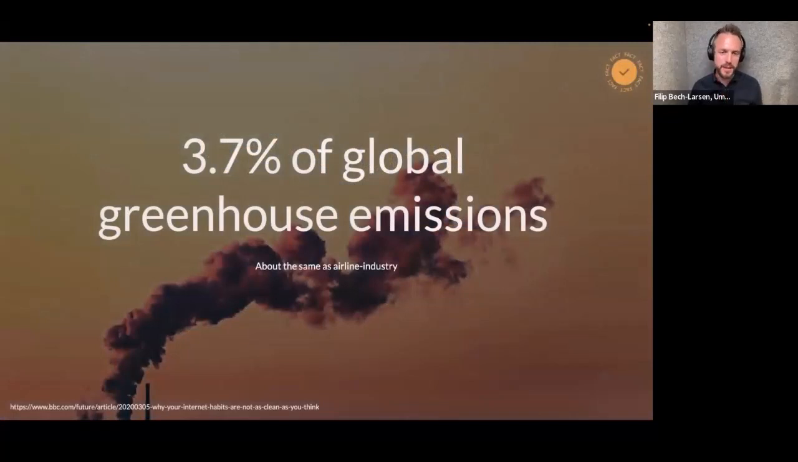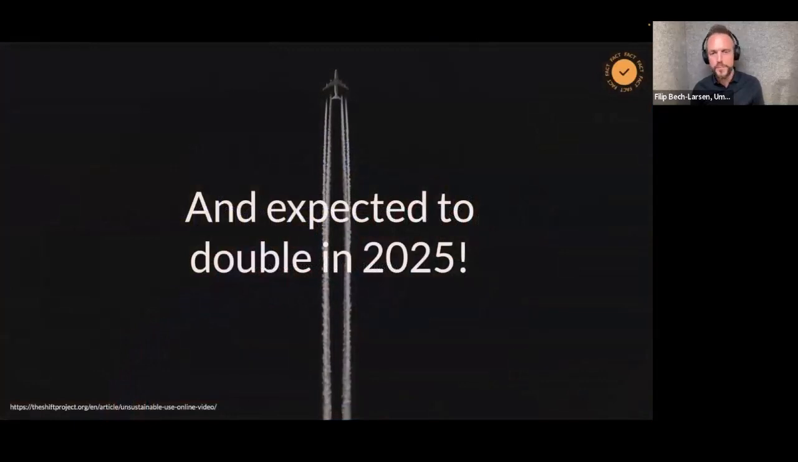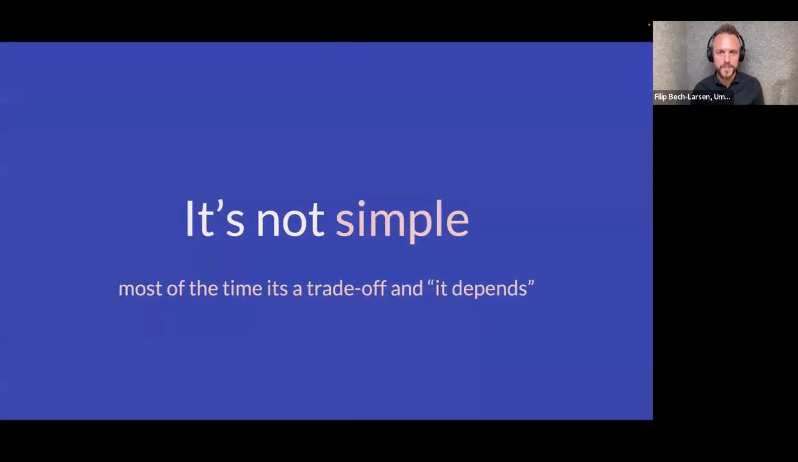Today, or even a few years ago, it was estimated that the internet was responsible for almost 4% of global greenhouse emissions, which is about the same as the airline industry combined. So it is a pretty significant thing, and this number is growing. In 2025, it's probably going to be twice as much. So we're seeing a tremendous growth, and there's a lot of unseen carbon emissions that come from the internet.